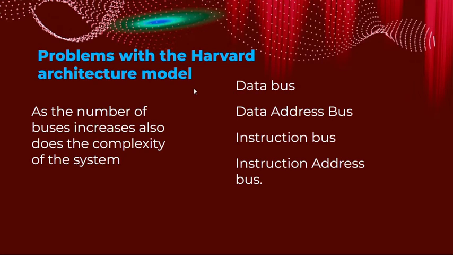The problem with the Harvard architecture is that as the number of buses increases, so does the complexity of the system. So maybe it's a little bit more difficult to create this kind of systems because we have so many buses for data, for instructions, and addresses.